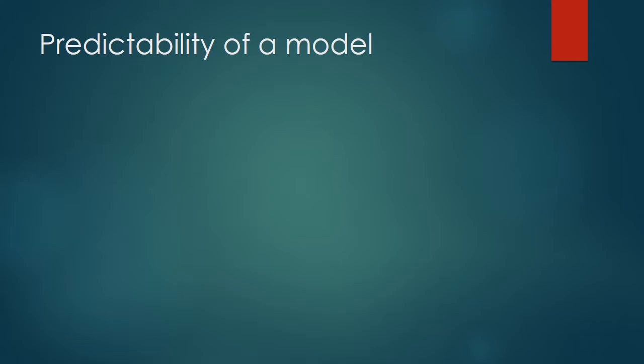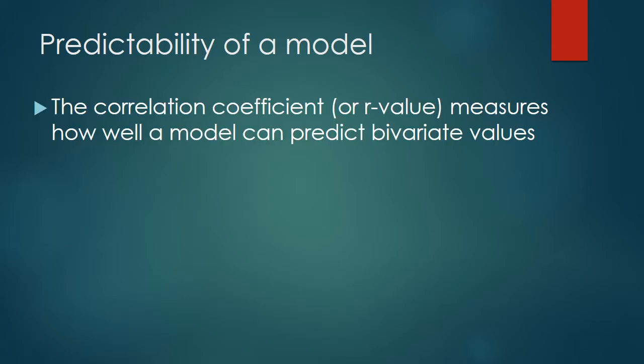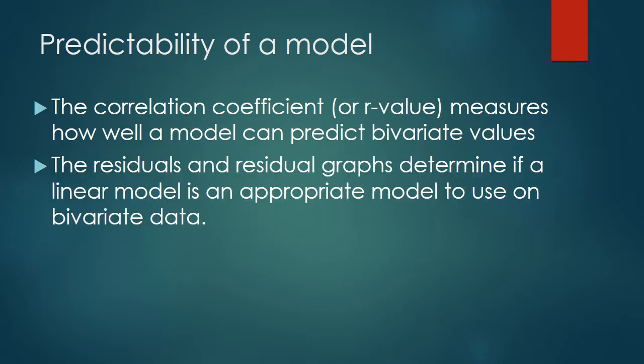So last lesson we talked about the predictability of a linear model, and we said that the correlation coefficient, the R value, can measure how well a linear model can predict the bivariate data in a situation. Today we're going to talk about a second way of finding out if a linear model is a good model, by using residuals and residual plots, because they can confirm whether the linear model is a good model or not. So if one of these two, the correlation coefficient or the residual plot, does not support the fact that the linear model is a good model, that means other models are more appropriate to represent the data.